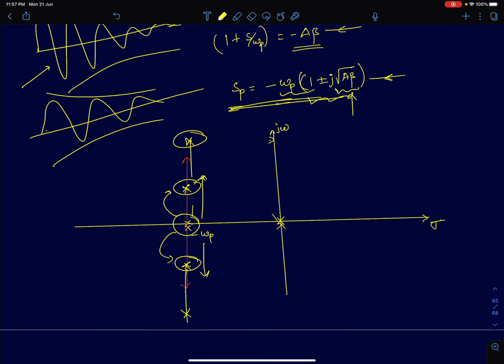But in spite of all of this, the poles still remain in the left half of the S-plane. So again, we began with a two-pole system, and we showed that in a negatively fed back system, it's still an unconditionally stable system. So even though I'm varying the loop gain, the system is unconditionally stable.